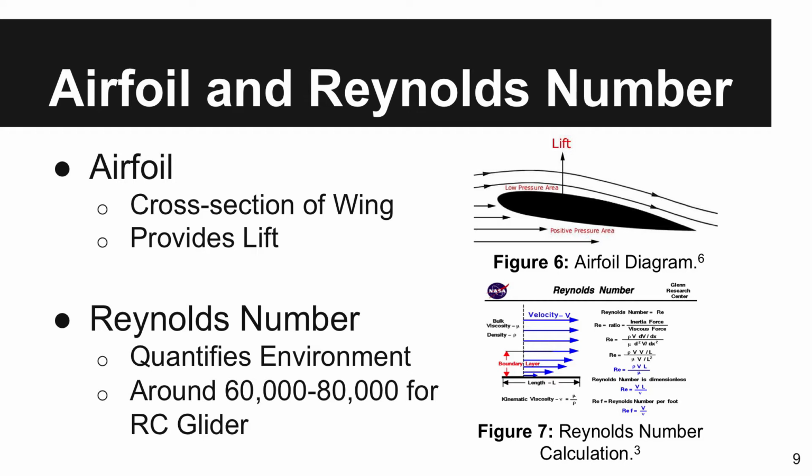And the Reynolds number is what quantifies these environments. After combining multiple factors, the Reynolds number gives one value to determine the conditions that the plane will be flying in. For a plane like ours, 60,000 to 80,000 is the Reynolds number, which is relatively low.